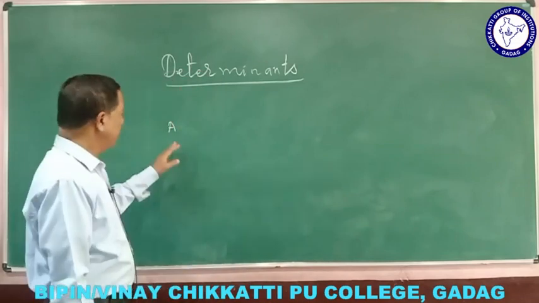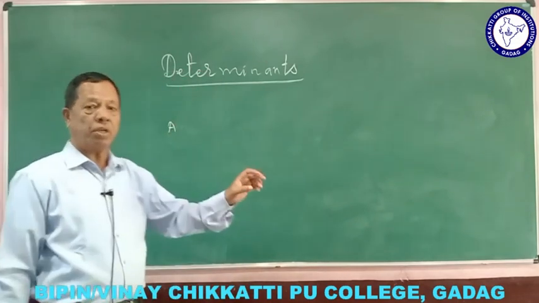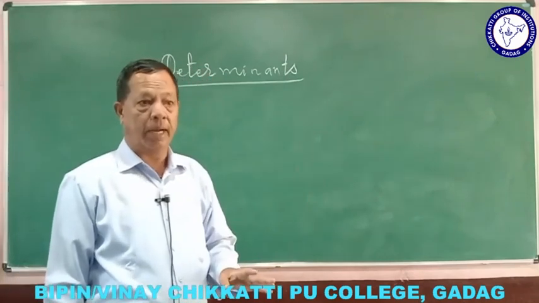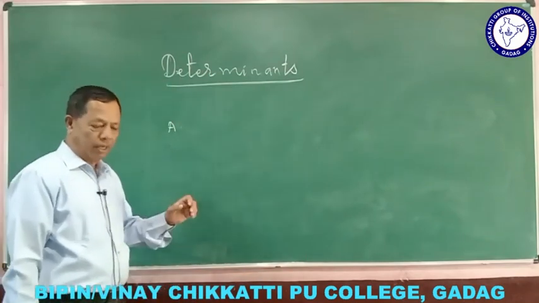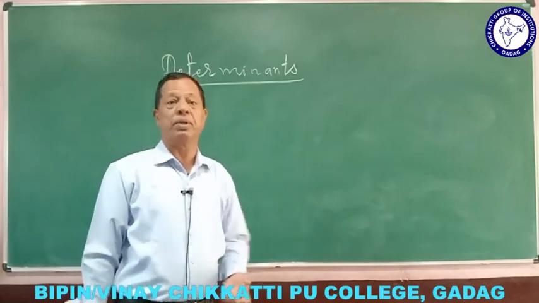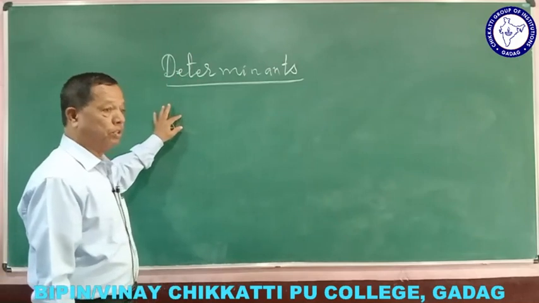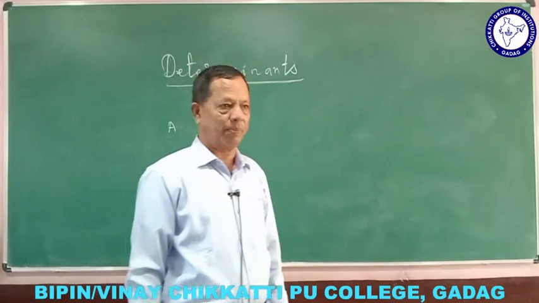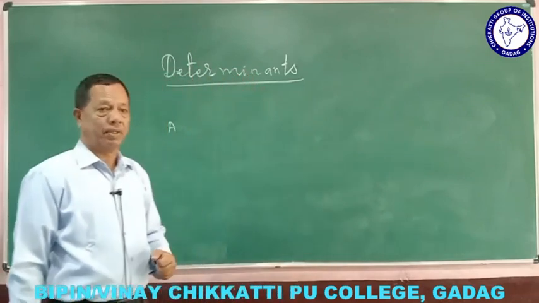So that is why every square matrix can be associated with a number, and that is called the determinant of this matrix. And the question arises, what is that number? How is that number obtained? I say that this square matrix is associated with a number, and that number is called the determinant. The question arises, what is that number?